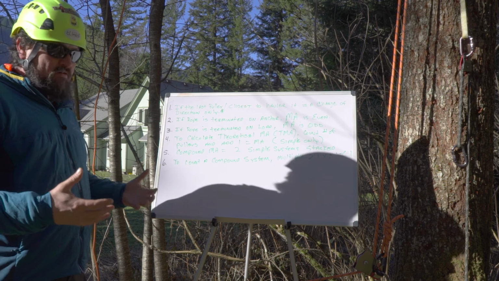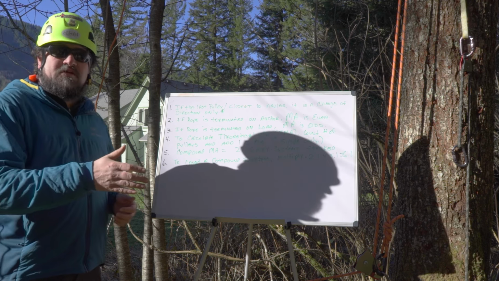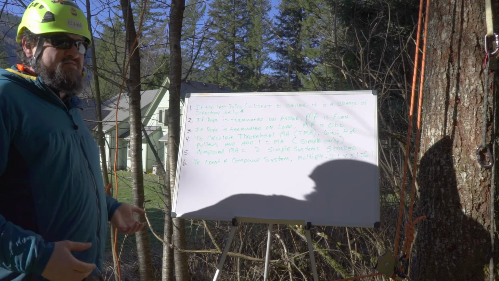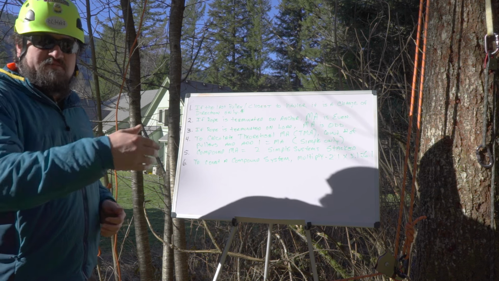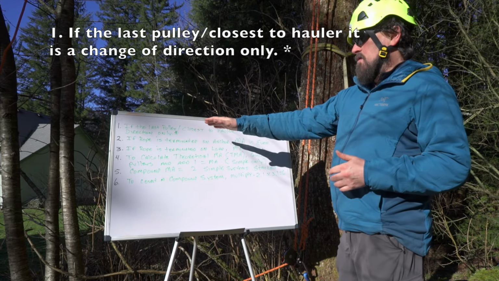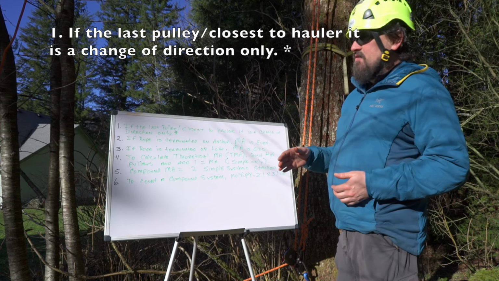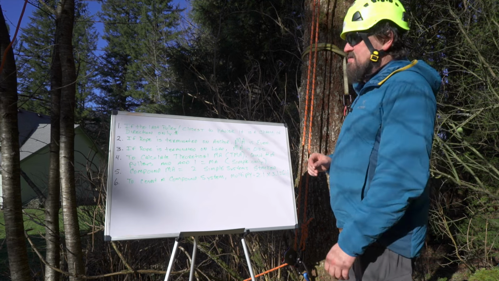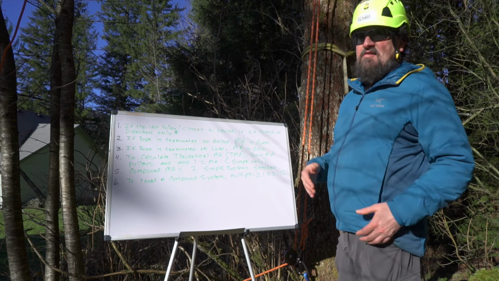And a simple mechanical advantage system with pulleys is where your traveling pulleys, which are attached to the load, are traveling at the same speed as the load. And a compound system is just two or more simple systems stacked on top of one another. If the last pulley, or another way to look at it, the pulley that's closest to the hauler in your mechanical advantage system, if that's where the last pulley is, it's only a change of direction. You don't gain any mechanical advantage from it. And that'll make sense as we go on.